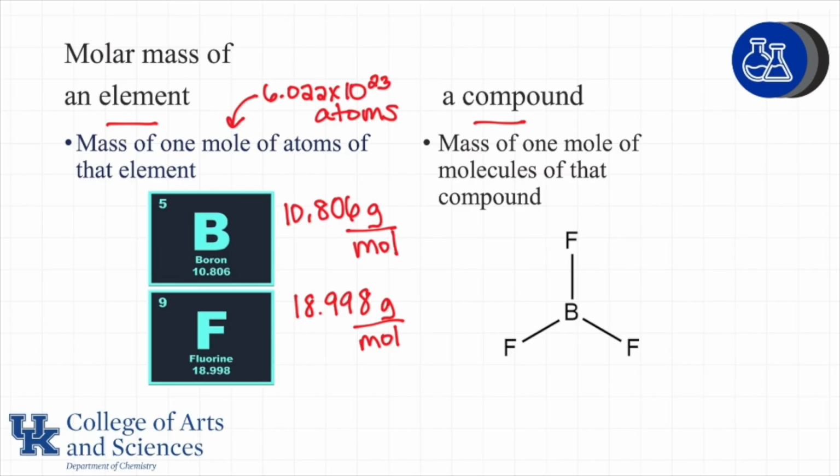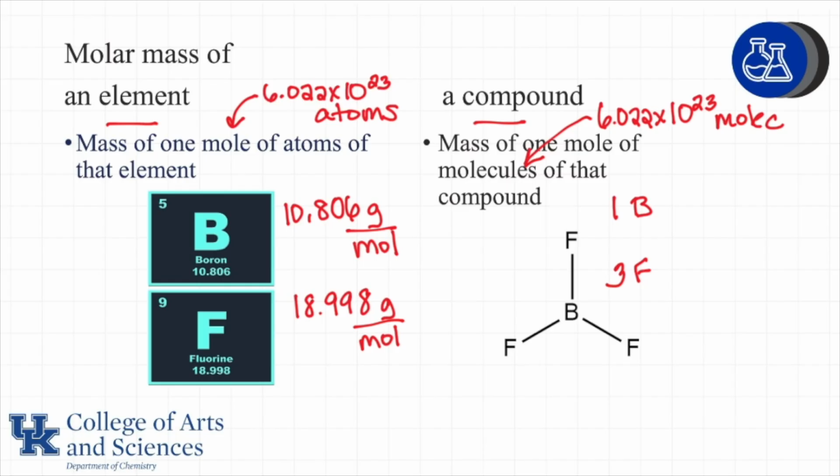For a compound, we're going to take the information we know about the elements and put that together. In this case, we're looking at a mole of molecules, which means we have 6.022 times 10 to the 23rd molecules. And I look at how many of each atom are in that molecule. So we have 1 boron and 3 fluorines in each molecule, which means we also have 1 mole of boron and 3 moles of fluorine in a mole of molecules.